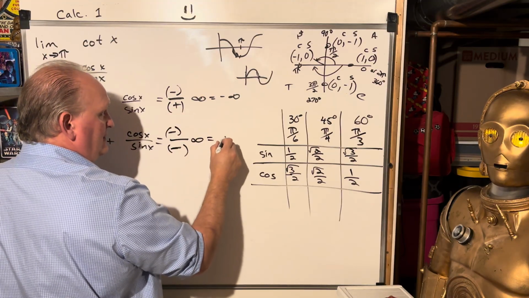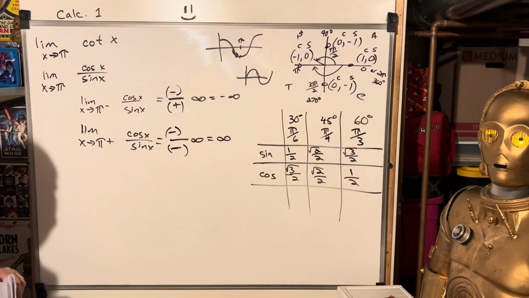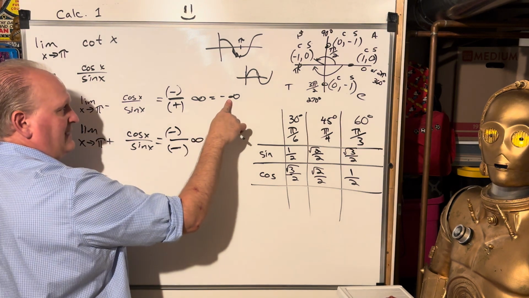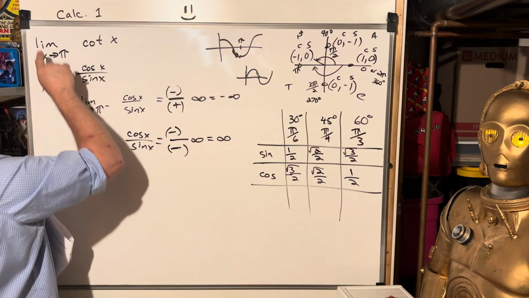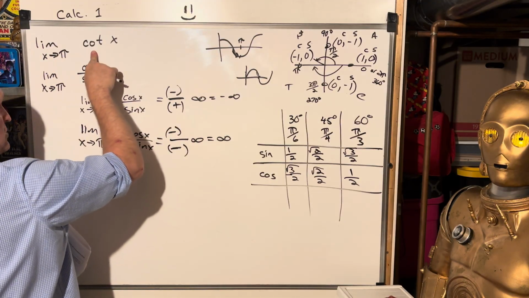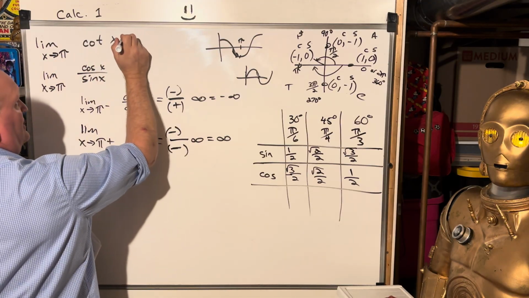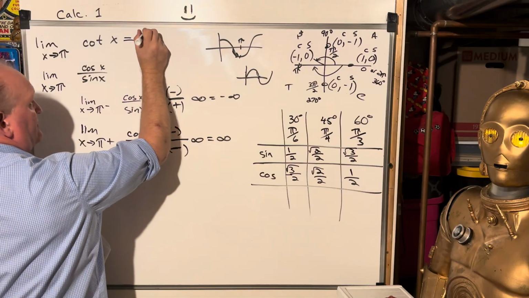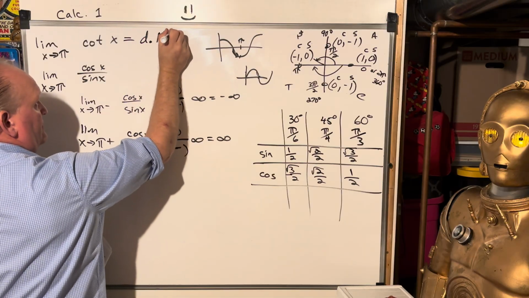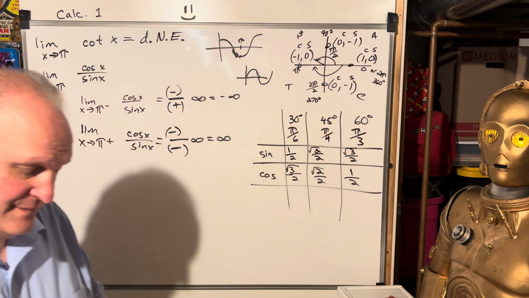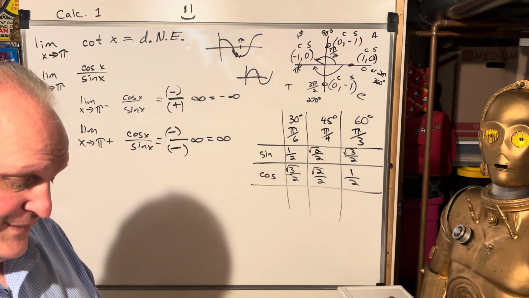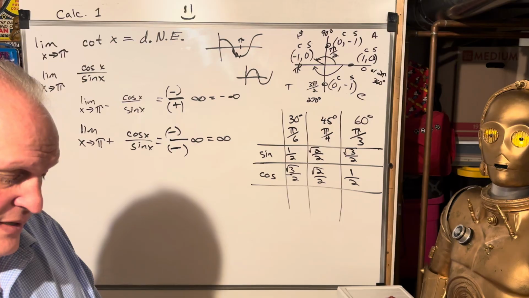And so that means that this negative infinity does not match this positive infinity. So the limit as x approaches pi of the cotangent of x does not exist, because the right and the left-hand limits are different. All right.